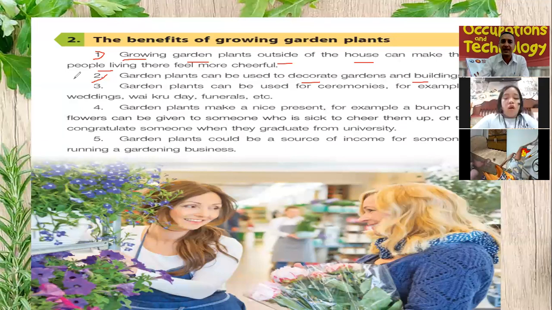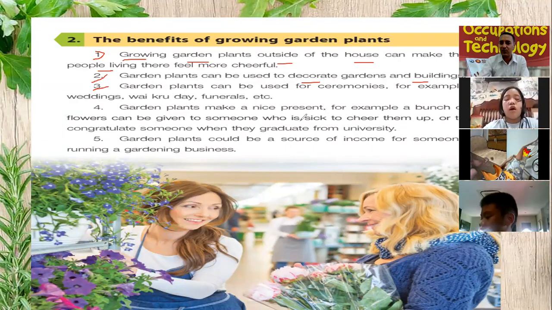Number three, garden plants can be used for ceremonies. For example, weddings, Waikru Day, funeral, or some other sort of ceremonies. So we can use that. For example, if you're having some kind of ceremony, like a wedding, or a Waikru Day or any other kind of special day, we can also use them for the ceremony.